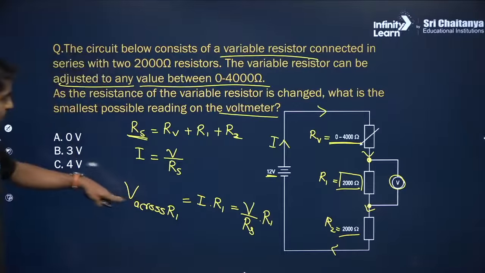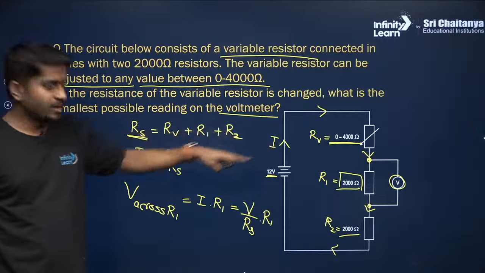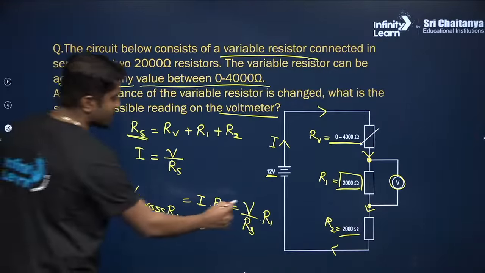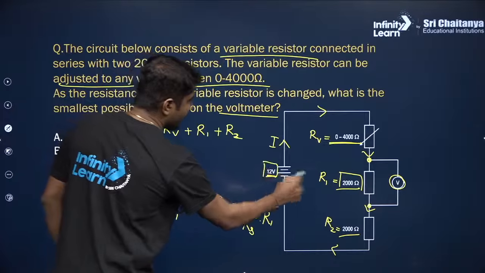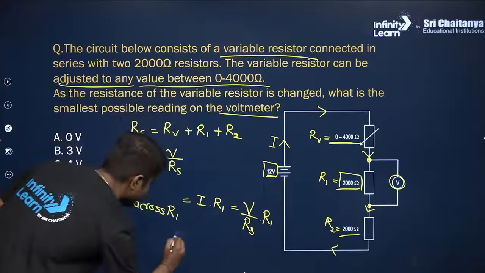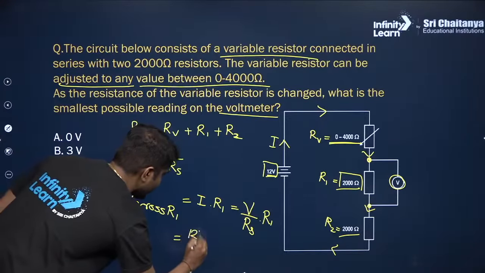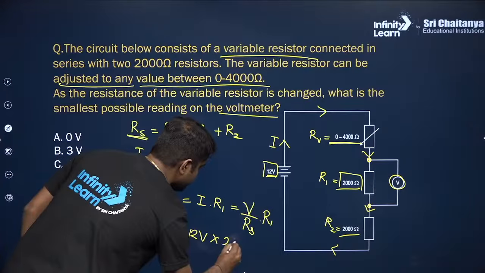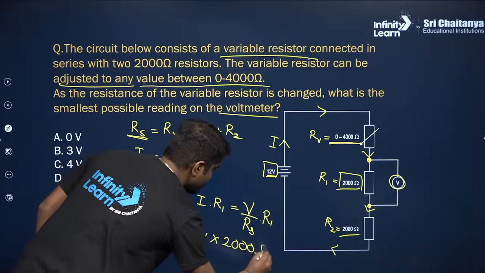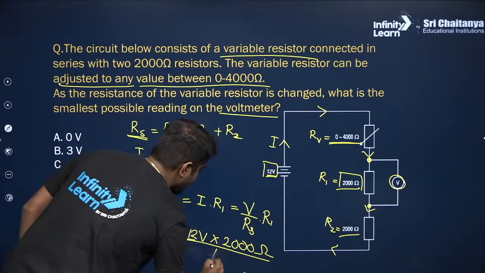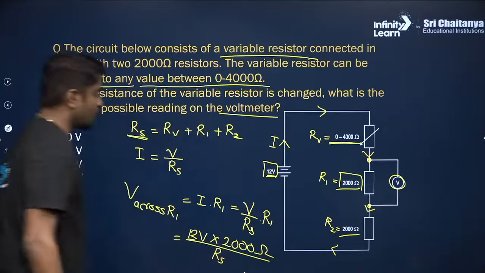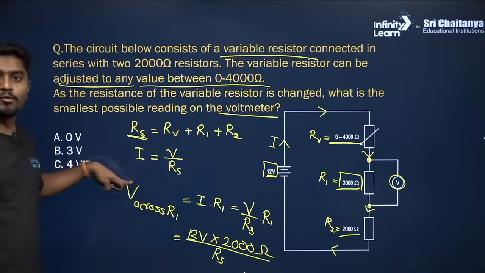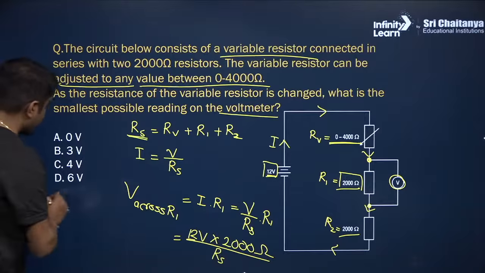So there is a potential difference measured by the voltmeter, and we want the minimum value. In this equation, the voltage is 12 volt, R1 is 2000 ohm. So let's substitute that. It is 12 volt multiplied by R1, which is 2000 ohms, divided by Rs. So we want the minimum value of the voltmeter.